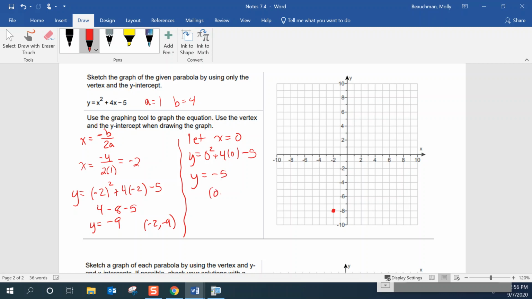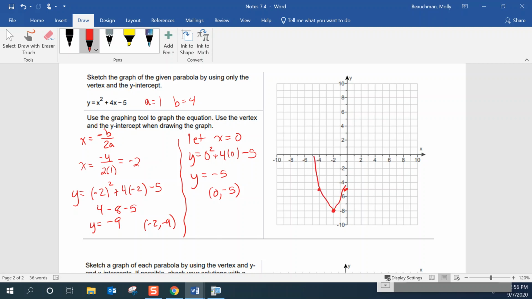So I know another point on my parabola is (0, negative 5). And now I know, since by symmetry I can get that same point on the other side, but all we needed was the y-coordinate and the vertex and the y-intercept, and now you can sketch.